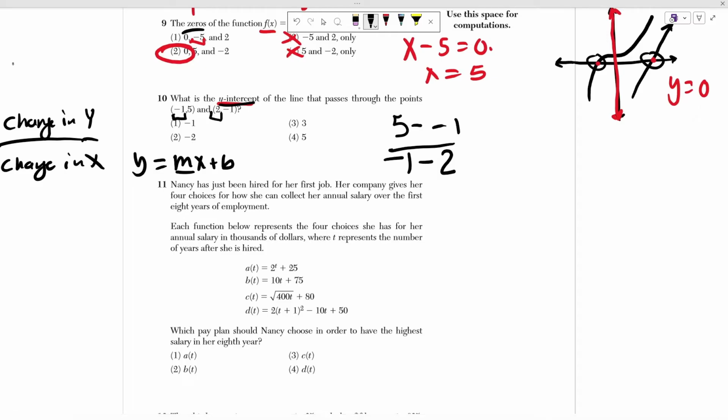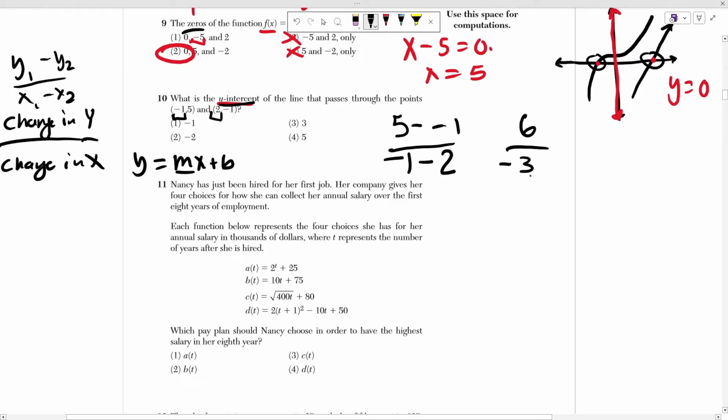So what's happening here? We're doing y1 minus y2, or y2 minus y1, it doesn't matter, over x1 minus x2. You could flip it, as long as your y is on top and your x is on the bottom. So 5 minus negative 1 is equal to 6, and negative 1 minus 2 is equal to negative 3. 6 divided by negative 3 is negative 2. So we know that our m is equal to negative 2.